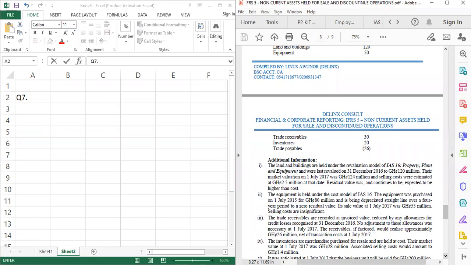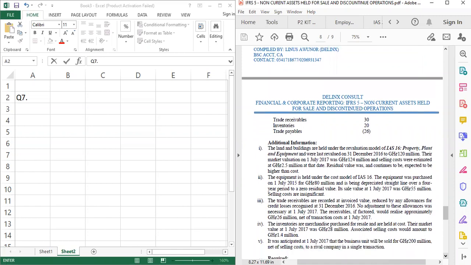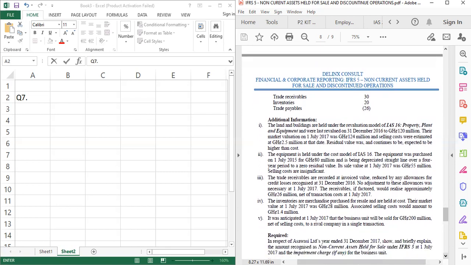The inventories are merchandise purchased for resale and are held at cost. Their market value at 1st July 2017 was 28 million. Associated selling costs will amount to 1.4 million. It was anticipated at 1st July 2017 that the business unit will be sold for 300 million net of selling costs to a rival company in a single transaction.